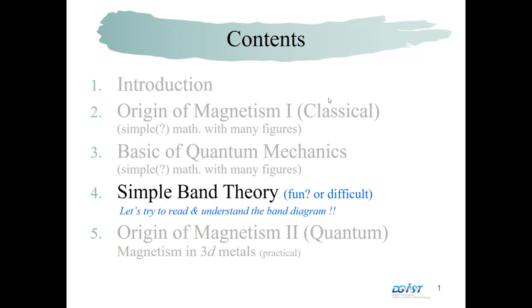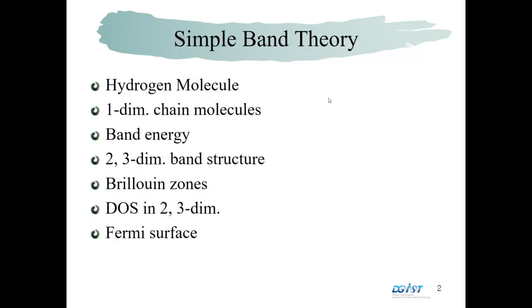Okay, so the content outline of this session is something like this. I'm gonna start with the hydrogen atoms and simple 1D chain molecules. I want to explain the meaning of the band energy, and then extend to the two and three dimensional cases and explain about the Brillouin zones, and also the density of states.